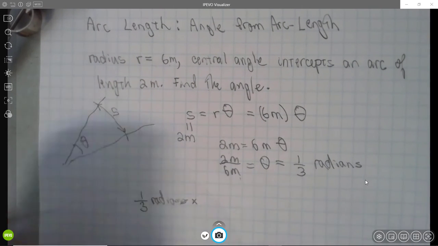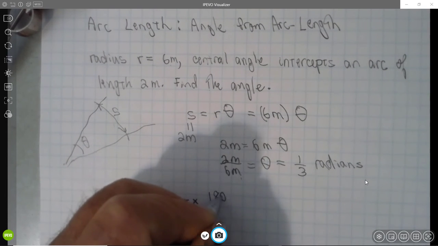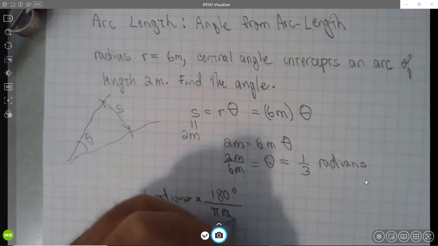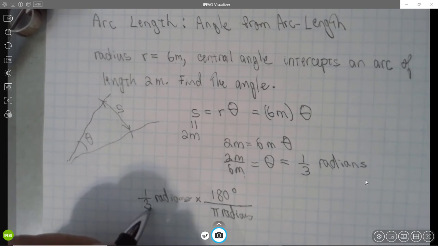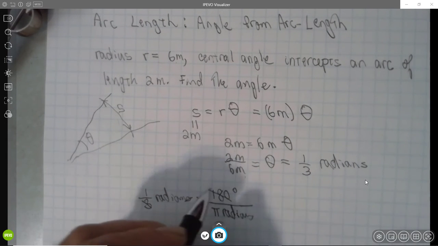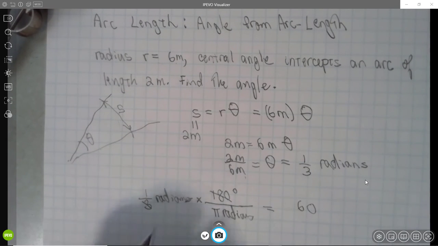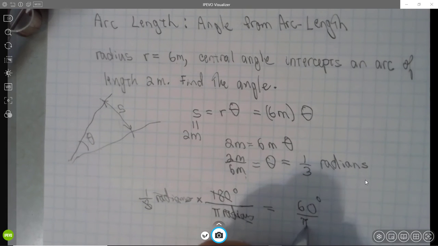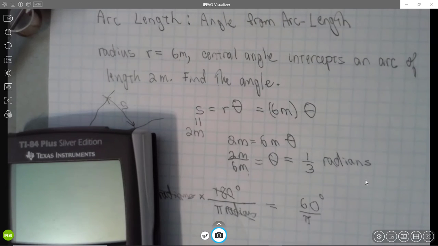To convert that to degrees, you multiply it by 180 degrees over pi radians. And of course, 180 divided by 3 is 60. The radians would cancel out. So we got degrees here, but it's over pi, right? Now, pi is a little bit more than 3. So this would be a little bit less than 20 degrees.